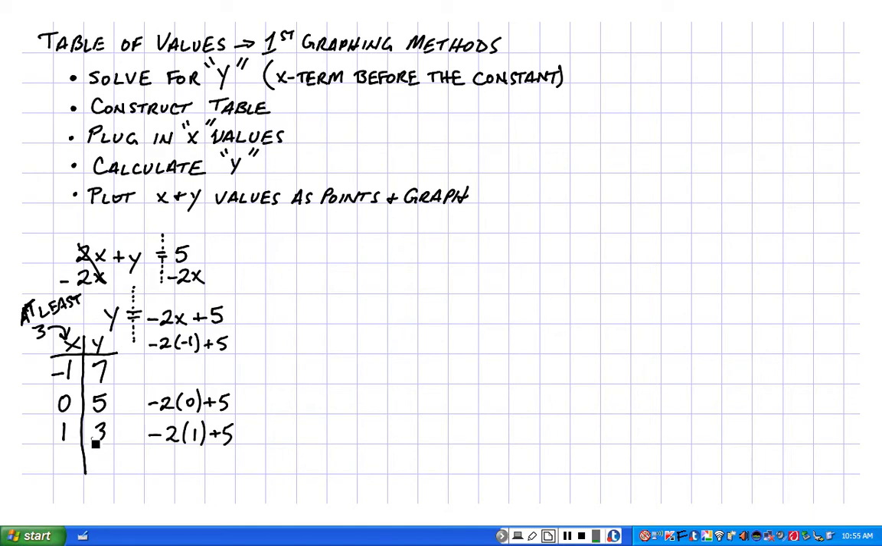Okay? So I've completed my table of values because I have 3 coordinates, 3 points. And that's what I want you to understand, that these are just coordinates, they're just points. So I have -1, 7; 0, 5; and 1, 3. So now I'm ready to construct my graph.